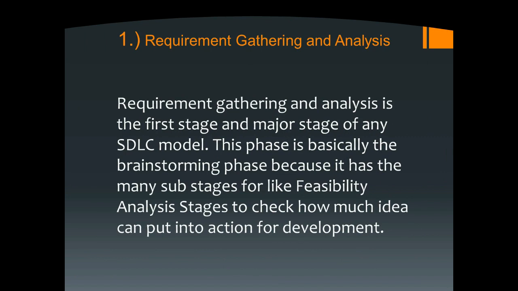Requirement gathering and analysis is the first major stage of any SDLC model. This phase is basically the brainstorming phase because it has many sub-stages, like feasibility analysis, to check how much of the idea can be put into action for development. In this stage, communication takes place between stakeholders, users, and the project team. So, all the persons related to the project gather information for software development.